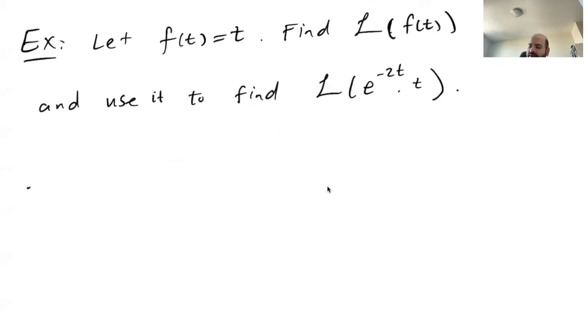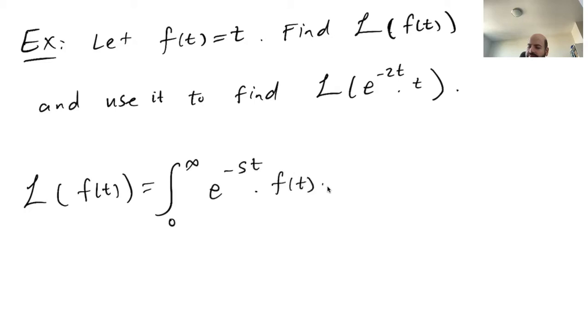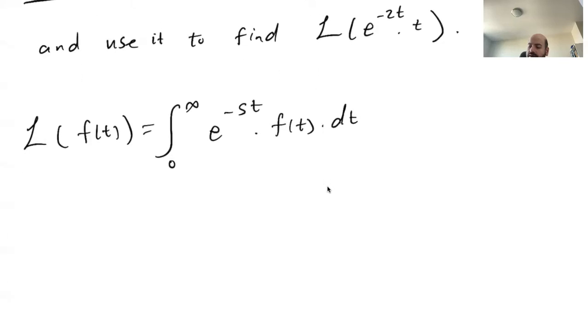The Laplace transform of f of t, we know, can be written as the integral from 0 to infinity of e to the power minus st f of t dt. So that means this is equal to, f of t is t here, the integral from 0 to infinity of e to the power minus st times t dt. So we need the antiderivative of e to the power minus st times t dt, which can be found using integration by parts.